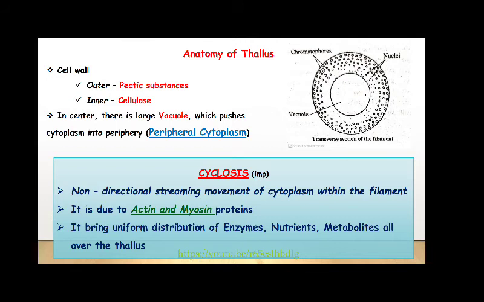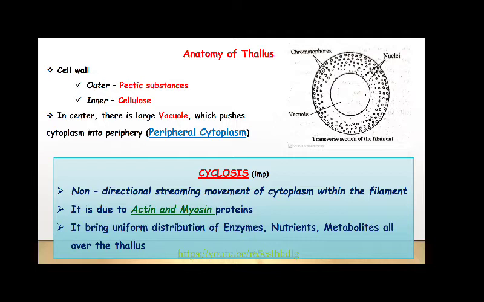Then coming to the internal structure of thallus, as I already mentioned, in Xanthophyceae the cell wall is made up of siliceous, two overlapping halves, but in Vaucheria the outer cell wall is pectin and the inner is cellulose, just like our chlorophycean member. In the center you can see a very large vacuole which pushes the cytoplasm into the periphery. It is known as peripheral cytoplasm.